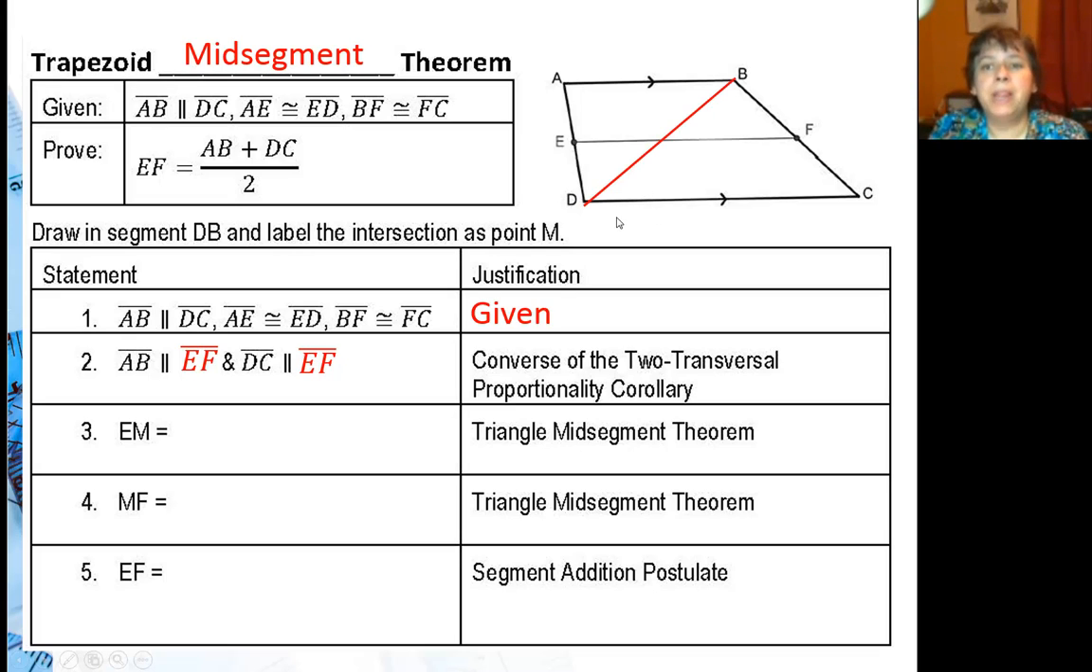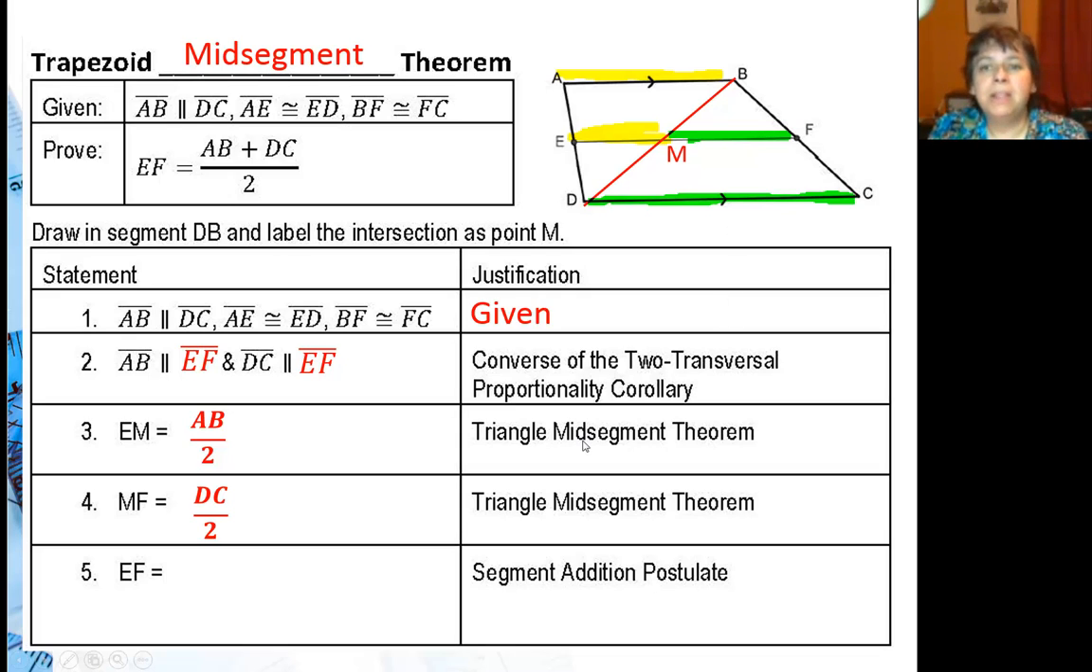Now, I'm going to go ahead and add a line here and add this point M at the intersection. This length here, EM, if you look at it, that's an upside down triangle. Well, it's a triangle either way. And this is the midsegment of a triangle. And we said the midsegment is half of the base. So using the triangle midsegment theorem, I can say EM is AB divided by 2. Similarly, I can say FM is half of CD using the triangle midsegment theorem.